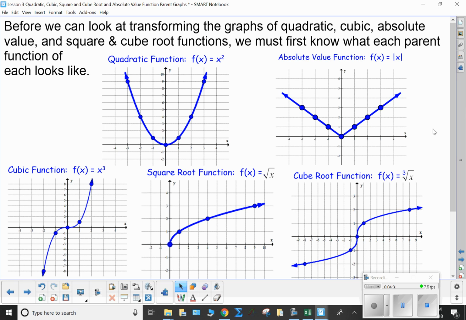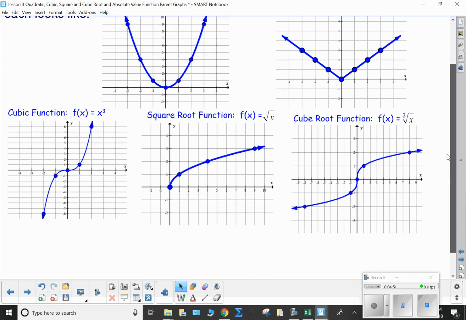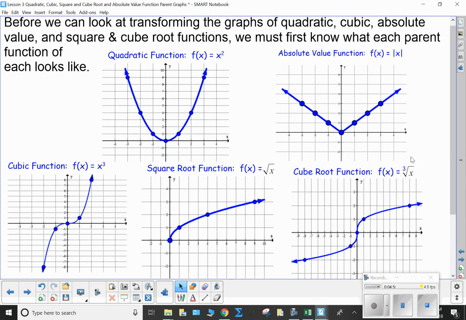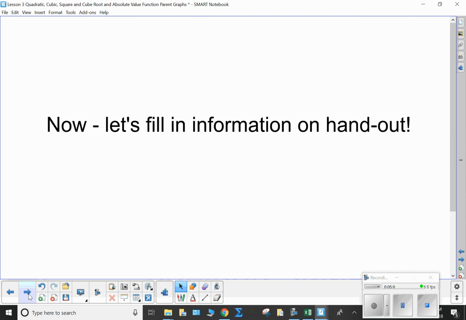Now, before we can look at transforming them, you've got to know the parent functions and the parent patterns for these 5. There will be more added on as we go through this year. Right now, we're going to focus just on the quadratic, the absolute value, the cubic, and then the square root and the cube root. Okay? So you've got to have these down pat.